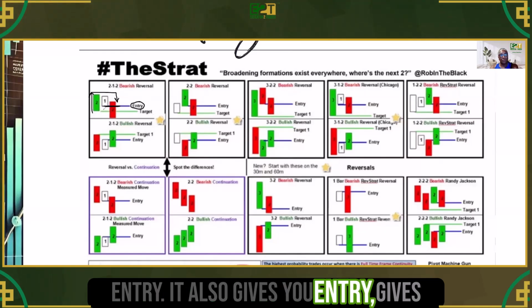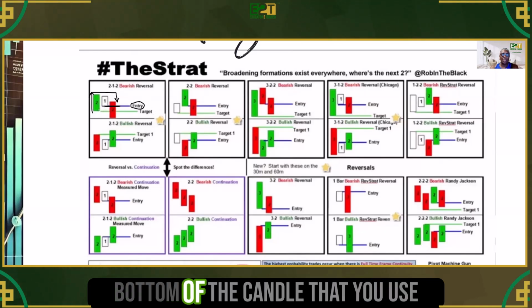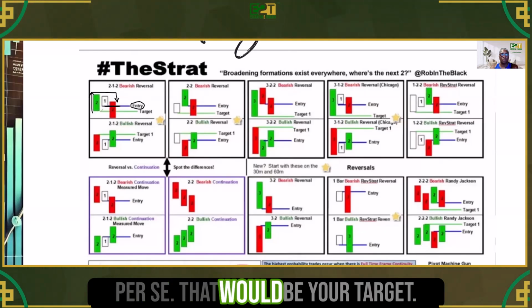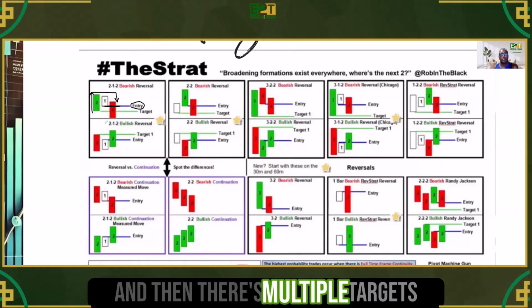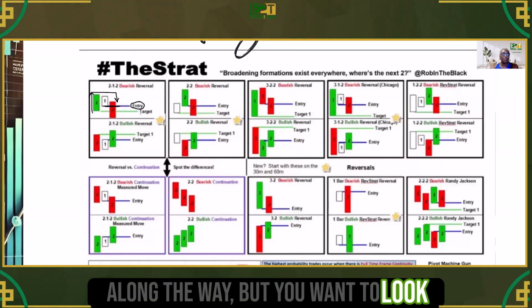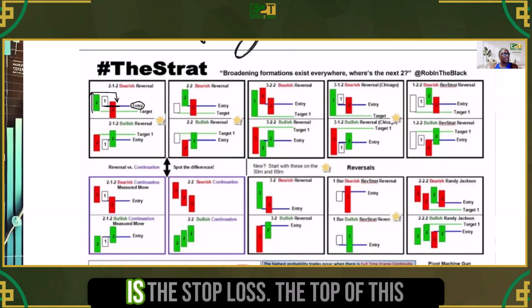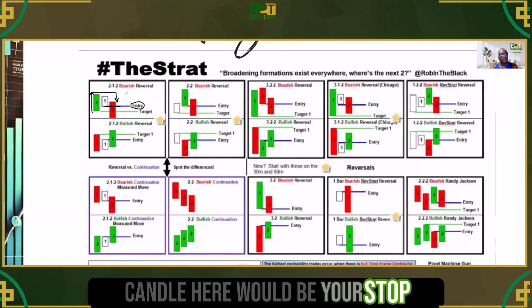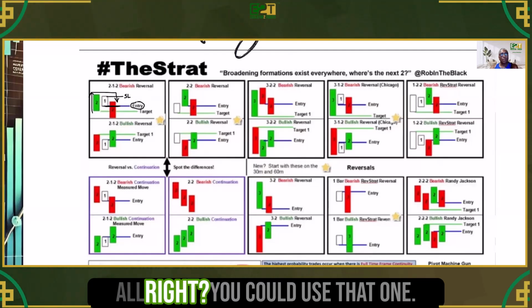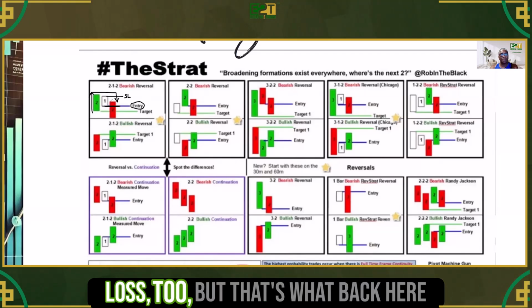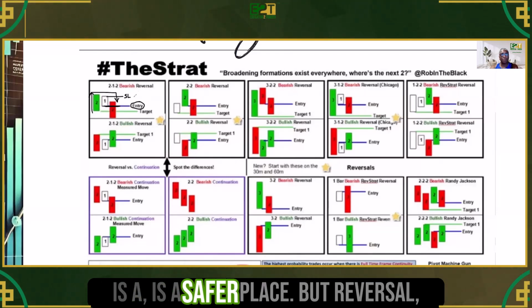It also gives you the target. The target is the bottom of the candle that you used as your reversal candle, per se. That could be your target. And then there's multiple targets along the way, but you want to look at the first one. And the stop loss, because what's not on this page here is the stop loss. The top of this candle here would be your stop loss. All right, you could use that one. You actually could use this candle down at the top of this one as a stop loss too, but one back here is a safer place.